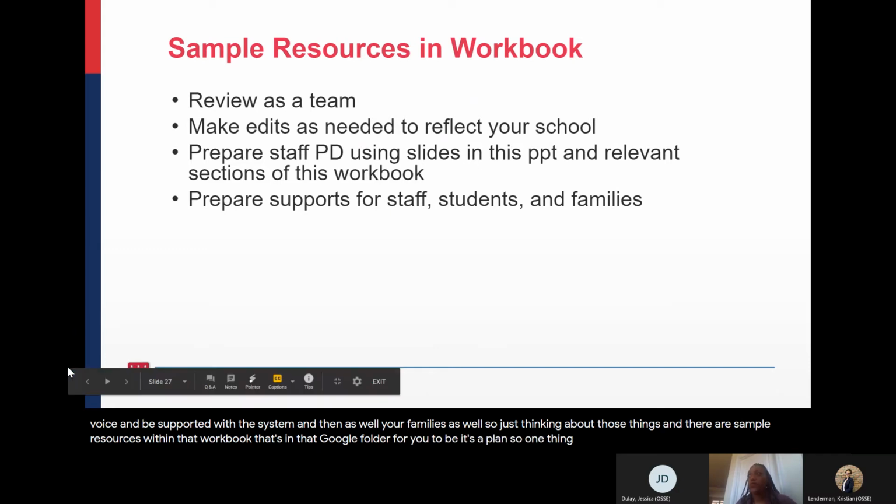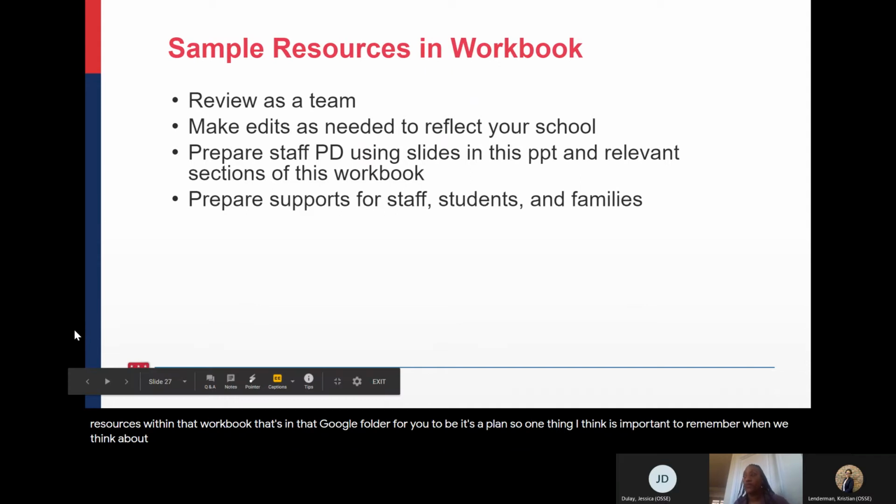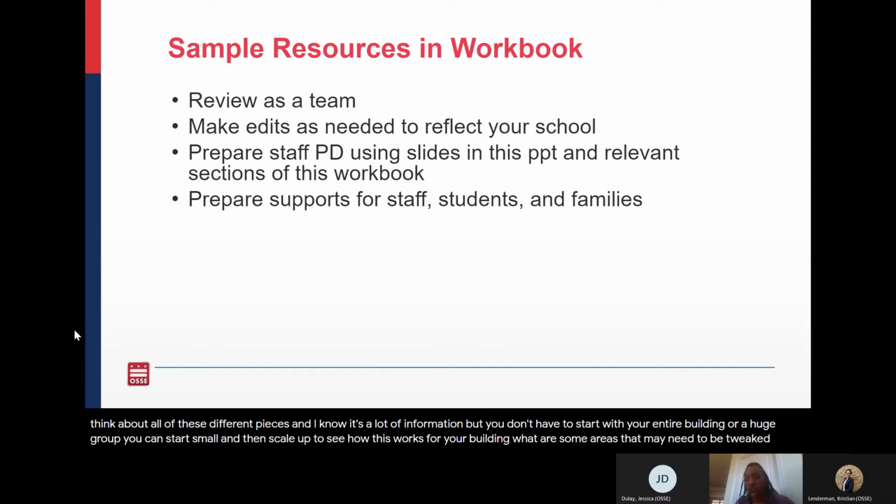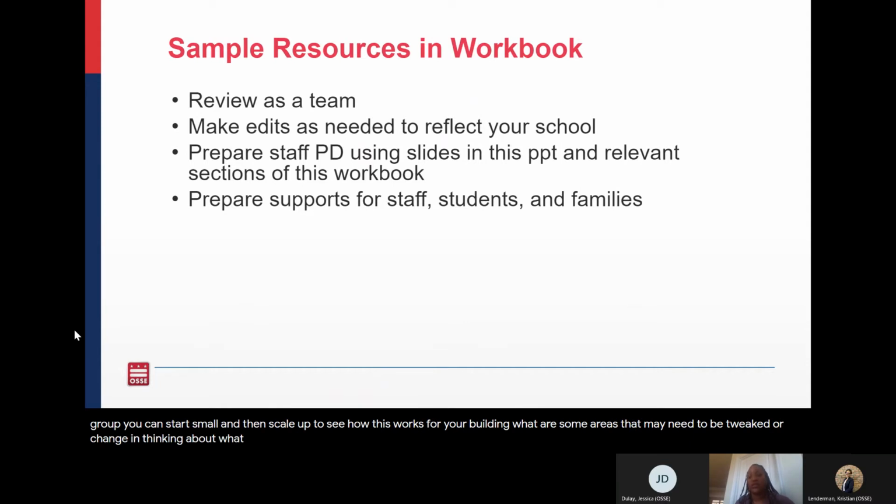So one thing I think is important to remember when we think about all of these different pieces, and I know it's a lot of information, is that you don't have to start with your entire building or a huge group. You can start small and then scale up to see how this works for your building. What are some areas that may need to be tweaked or changed, and what does success look like specifically for your school building, your population, your staff, your students? Start small, and then scale up so that you have buy-in from your staff, from your students, and from your families.